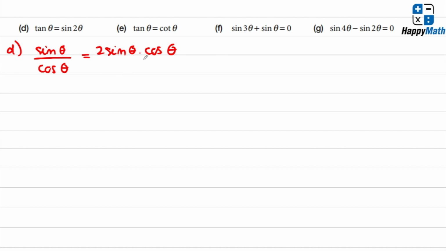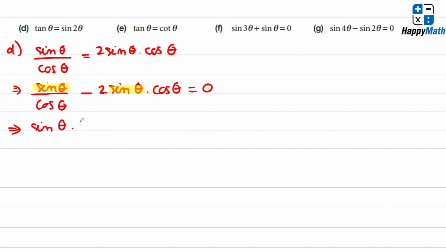Now I will factorize. I will move the right hand side to the left hand side, so minus 2 sine theta times cos theta, equal to 0 on the right hand side. You can see the common factor is sine theta, so I will factor sine theta outside the bracket. You get 1 over cos theta minus 2 times cos theta equal to 0. So for this equation, you have two possible equations.